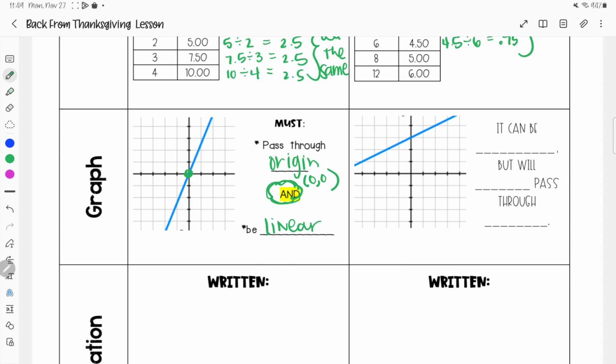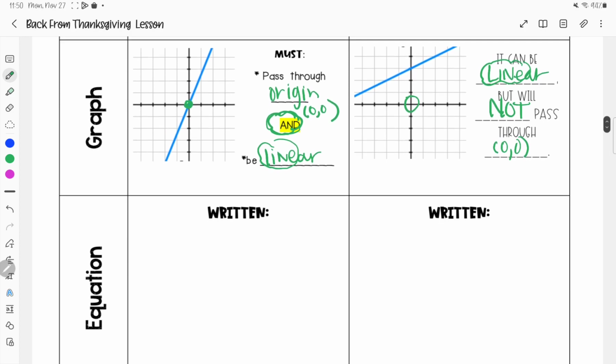Where this one is a straight line, so it can be linear, but it will not pass through 0, 0. You can see it never passed through there, so this is why it's a no. So you can just look at those ones and tell. And if there's any curve to it, automatically not linear, because linear, again, that keyword there means line. So if it's not a line, then it's no.